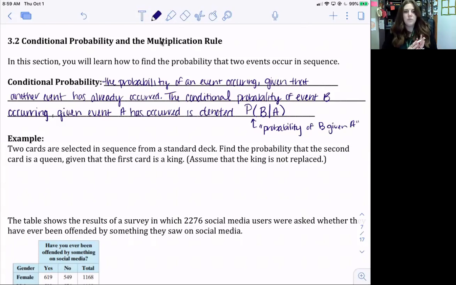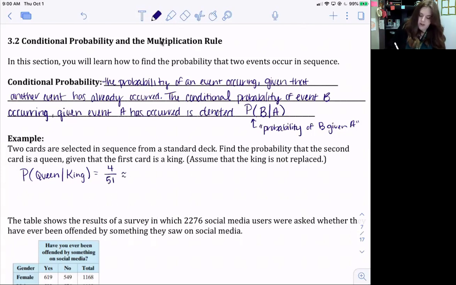So an example, two cards are selected in sequence from a standard deck. Find the probability that the second card is a queen, given that the first card is a king. Assume that the king is not replaced. So we're finding the probability of queen given a king was already chosen. How many queens are there? 4. And if that king wasn't replaced, remember there's 52 cards in a deck. If it's not replaced, that leaves 51. And if we divide and round, we get 0.078.